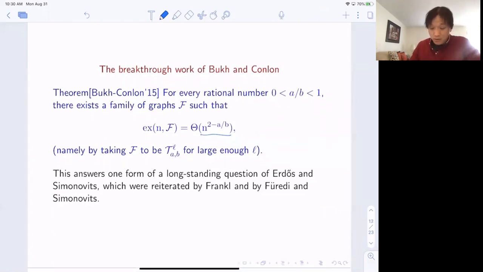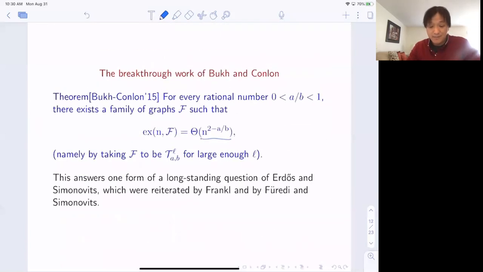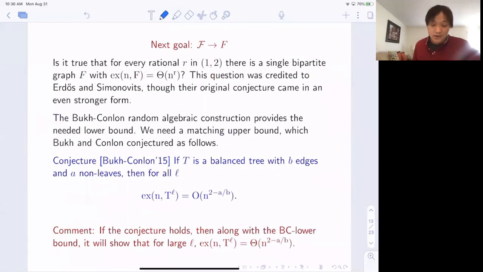So what's next? The next goal is to look at the Bukh–Conlon theorem and ask: can you replace this family script F with a single graph F? It's true that for every rational R in the interval from 1 to 2, you can find one single bipartite graph F whose Turán number is theta of n to the R. This question was credited to Erdős and Simonovits, though their original conjecture was written in even stronger forms.